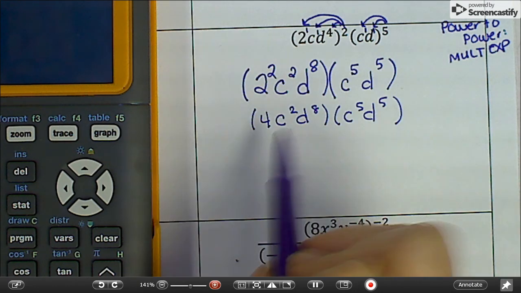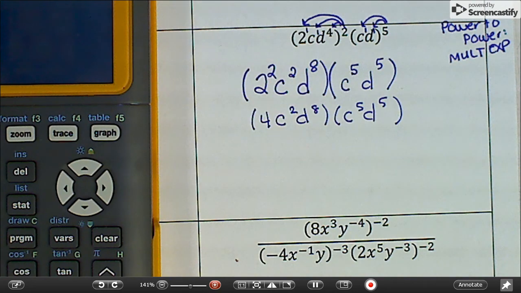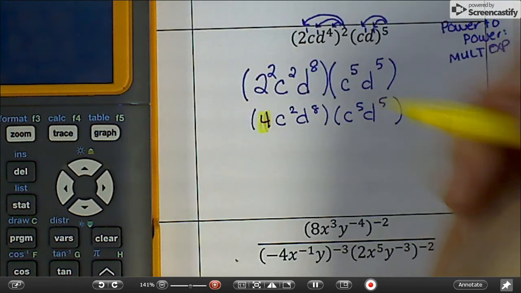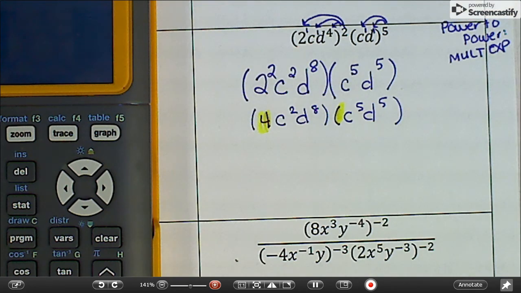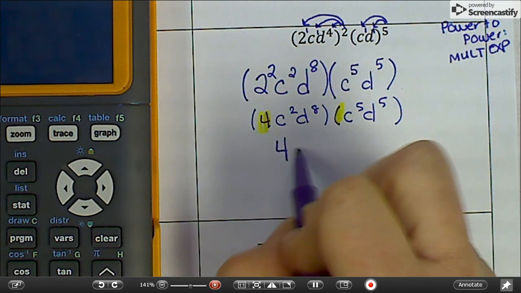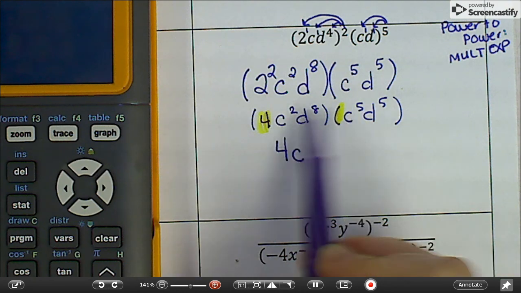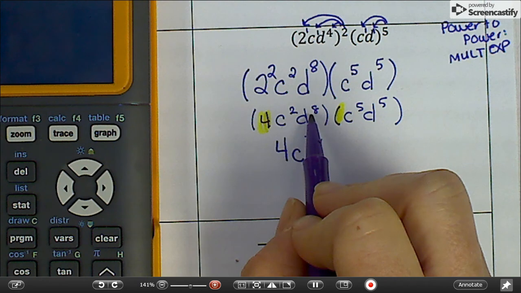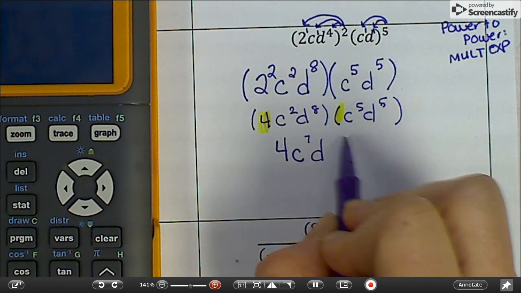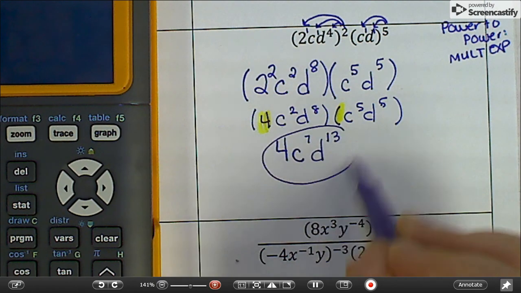And now we need to multiply. There's no more powers on the outside. It's time to multiply. We multiply coefficients first. We have a 4 here and an imaginary 1 right there. 4 times 1 is 4. When you multiply, you add exponents. So C, here we have 2 and 5. 2 plus 5 is 7. D, we have 8 and 5, which is 13. And now it's done. So we use two rules there.